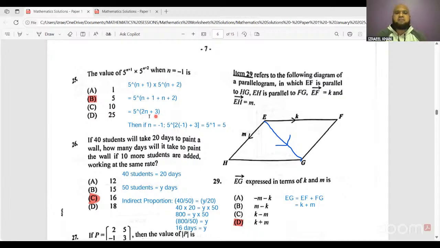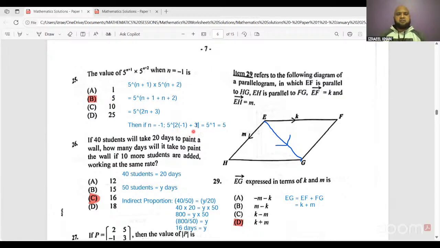And then now I substitute n with minus 1. What will I get? So I will get 5 to the power 2 by what? Minus 1 add 3. 2 by minus 1 is minus 2. And minus 2 add 3 is 1. I'll say that again. 2 by minus 1 is minus 2. And minus 2 add 3 is 1. So I will get 5 to the power 1, and anything to the power 1 is what? The same number. That's 5 there. Okay.